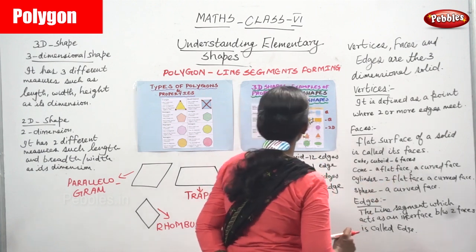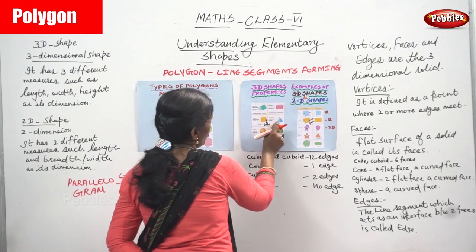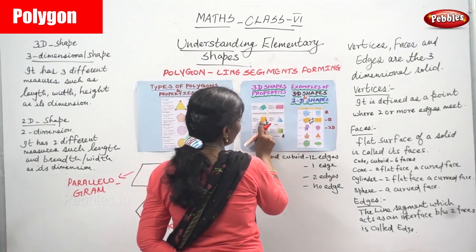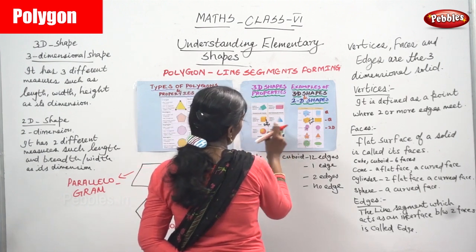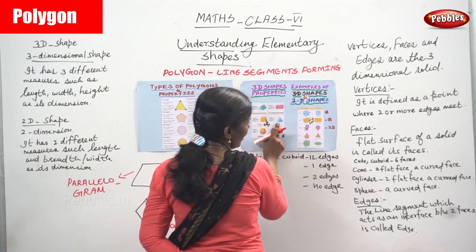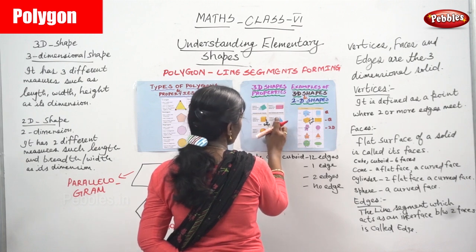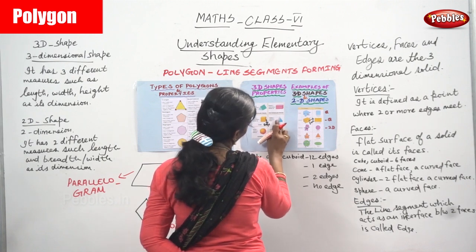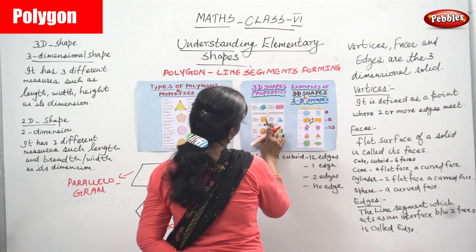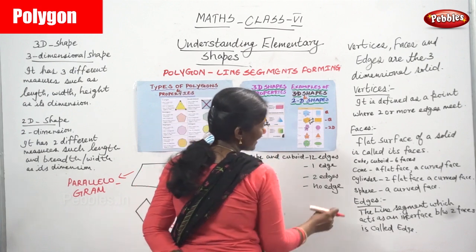And a cone has a flat face and a curved face. This is called a cone. Here is the cube, and I mentioned the cuboid here. The other one is the cone. We are going to discuss the faces of a cone. How many faces does it have? Faces 2, vertices 1, and edges 1.